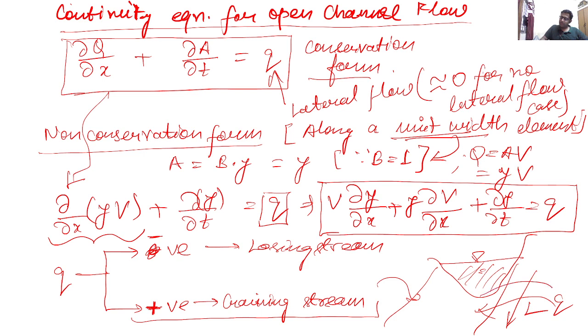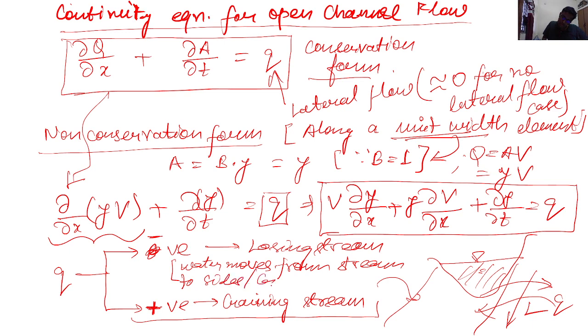And when the opposite happens, when the water comes out of it, then we will term it as a losing stream. Losing stream would mean that water moves from stream to sides or to groundwater also. If it's lateral, then it would be to groundwater also. And the opposite happens in the case of the gaining stream.